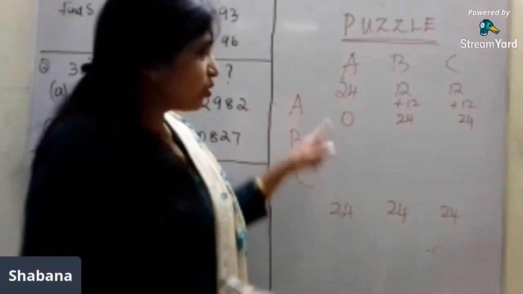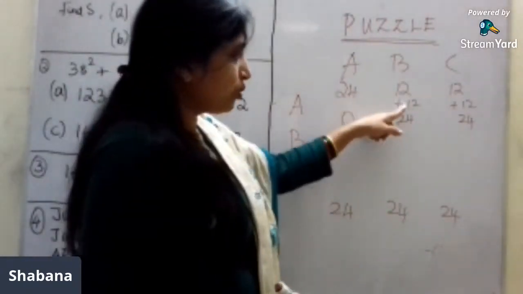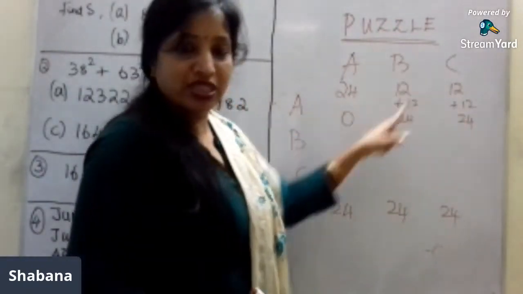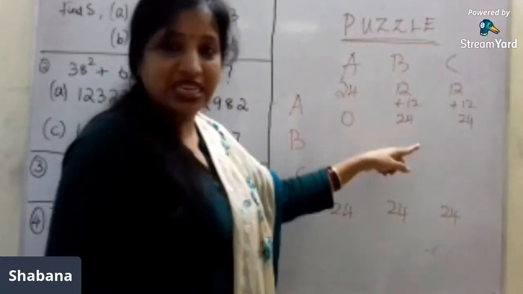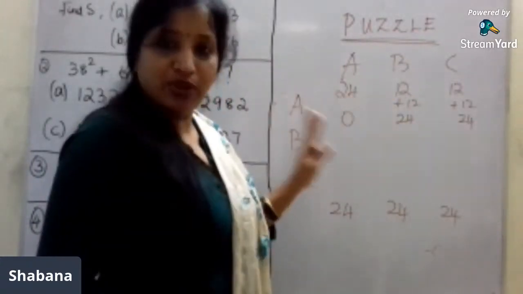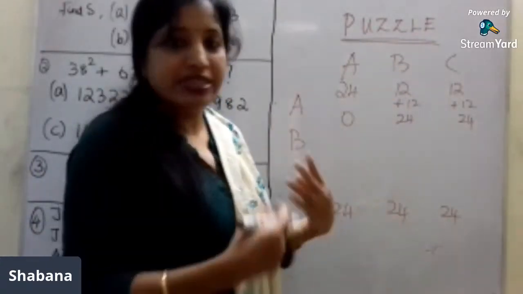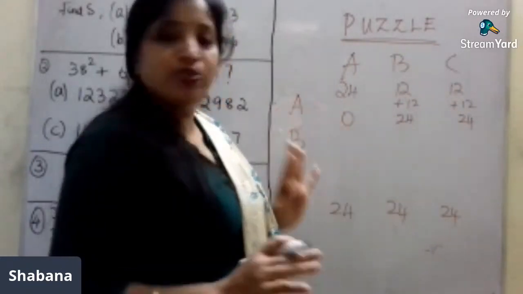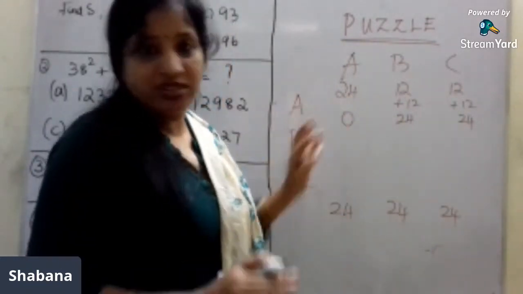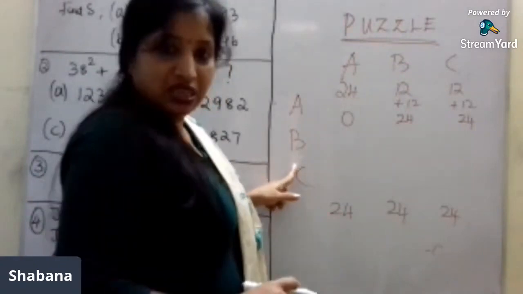Is it right? So A has already given 12 tractors to B and 12 tractors to C. That is 24 tractors it has already lent. So A initially had only 24, which ultimately it has given to everyone. So A has 0 tractors at the end of A's transaction. Now it is B's turn.